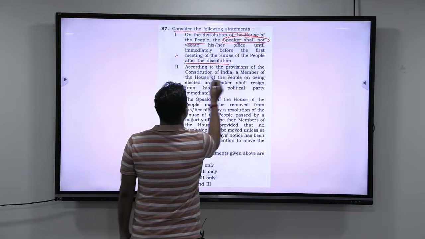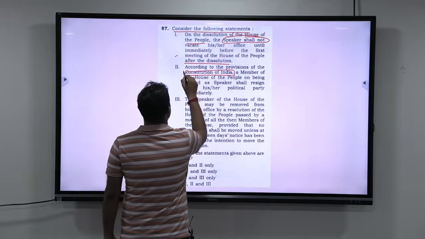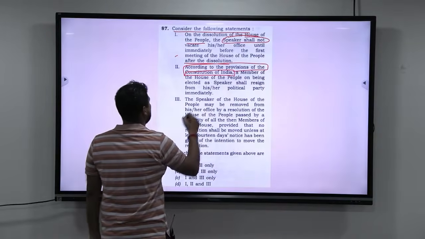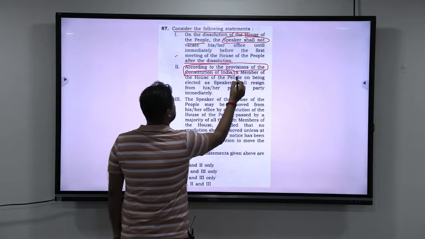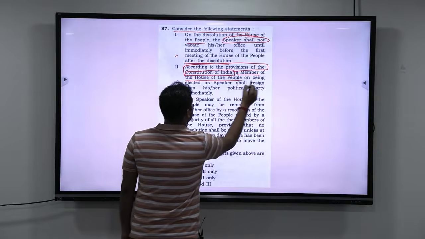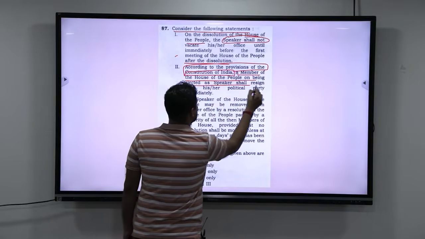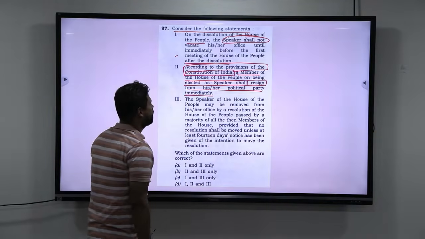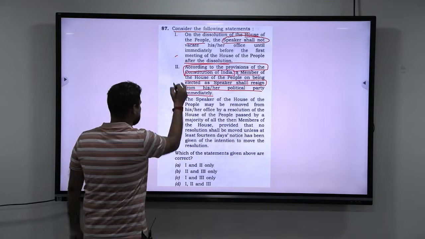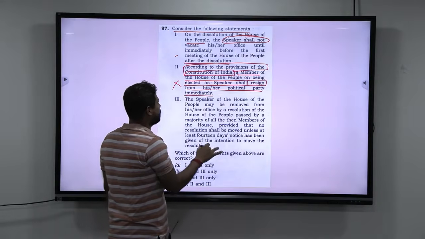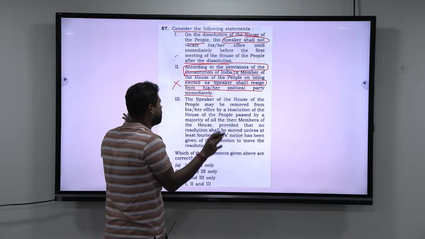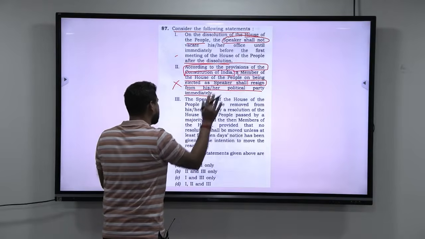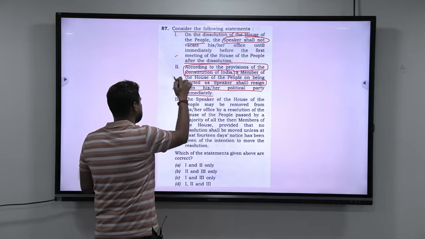According to the provisions of the Constitution of India, whenever they tell this, you should be very careful. According to the provisions of the Constitution of India, a member of the House of the People, on being elected as a speaker, shall resign from his or her political party immediately. We for sure know that this is not true. This does not happen. Not as per the provision, not as per the convention. No one will resign from his or her political party on being elected as a speaker. This is definitely not true.